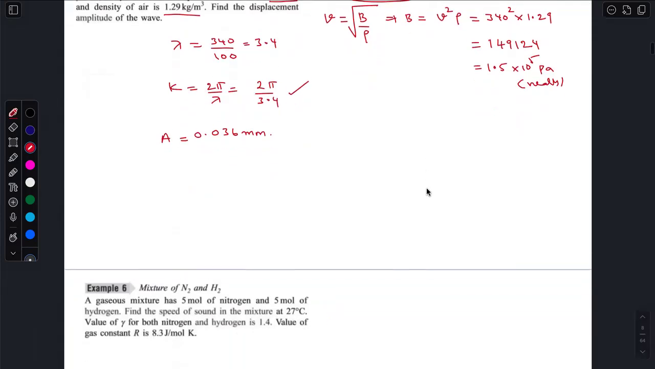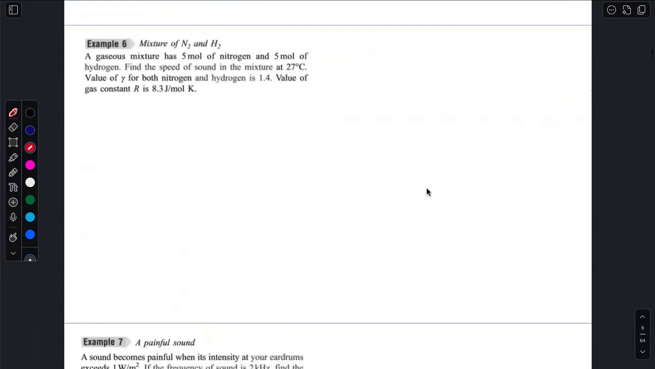So what is the page number we are working? 10 still. Right, good question again. A gaseous mixture has 5 moles of nitrogen and 5 moles of hydrogen. Speed of sound in the mixture is asked, you should convert temperature into Kelvin. Value of gamma for both nitrogen and hydrogen is 1.4. Value of gas constant is given. What do you want? Speed of sound. Right. Now the molar mass of the mixture.